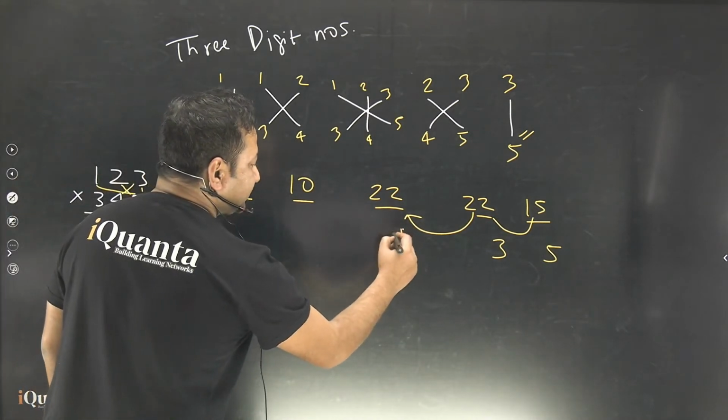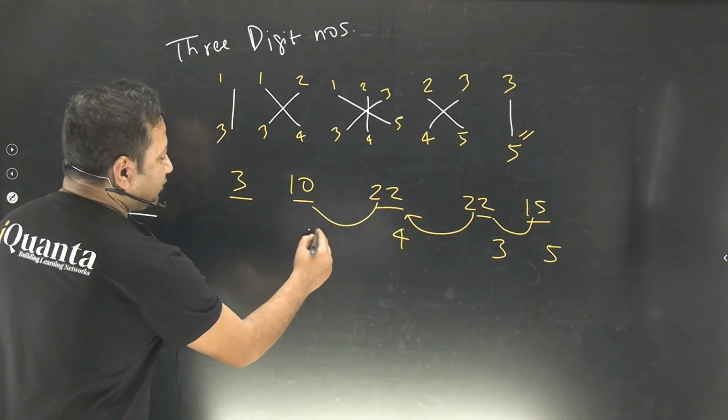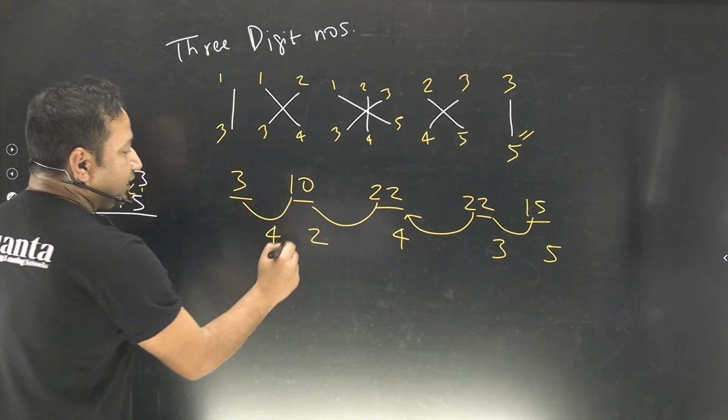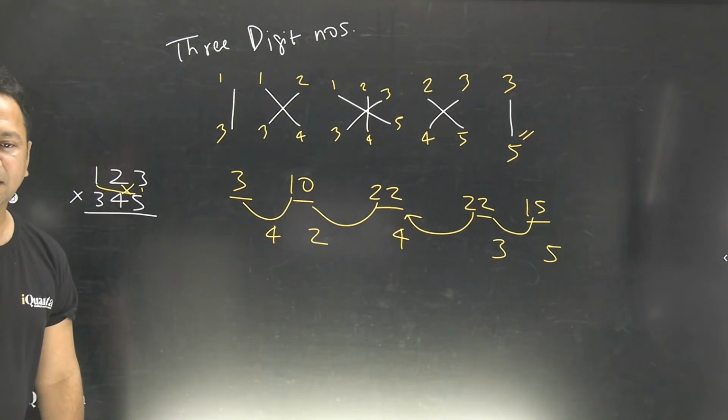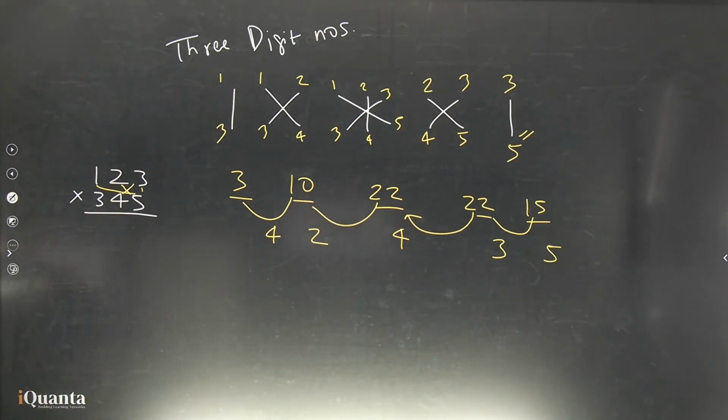24. 4 stays, 2 goes to carry forward. 12. 2 stays, 1 goes to carry forward. 4. So the answer is 4 2 4 3 5. Very good. Some of you have already understood the flow.